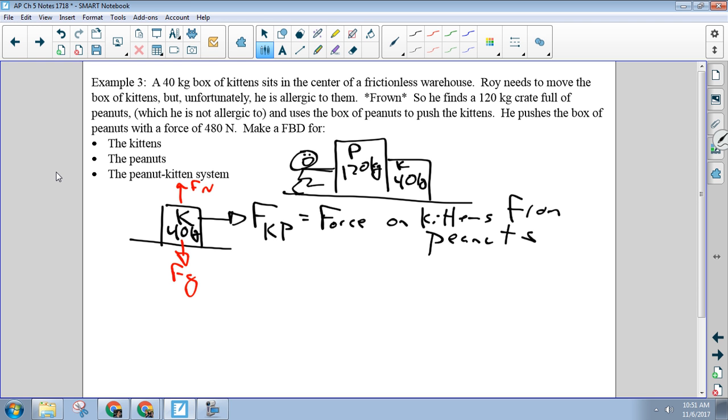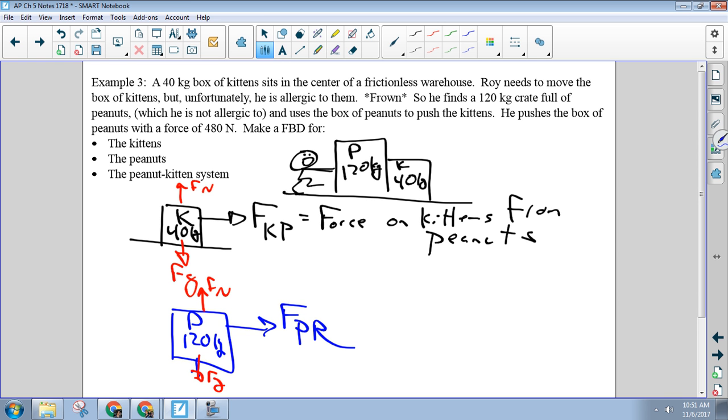Now, let's make a free body diagram for the peanuts. We'll do that in a different color. So here's the peanuts. Peanuts, 120 kilograms. So once again, there's going to be gravity and normal force that I don't care about because they cancel out. So shout out some forces we do care about. Do the peanuts move? Yes. Why? Because Roy is pushing them, right? So this is the force on the peanuts by Roy.